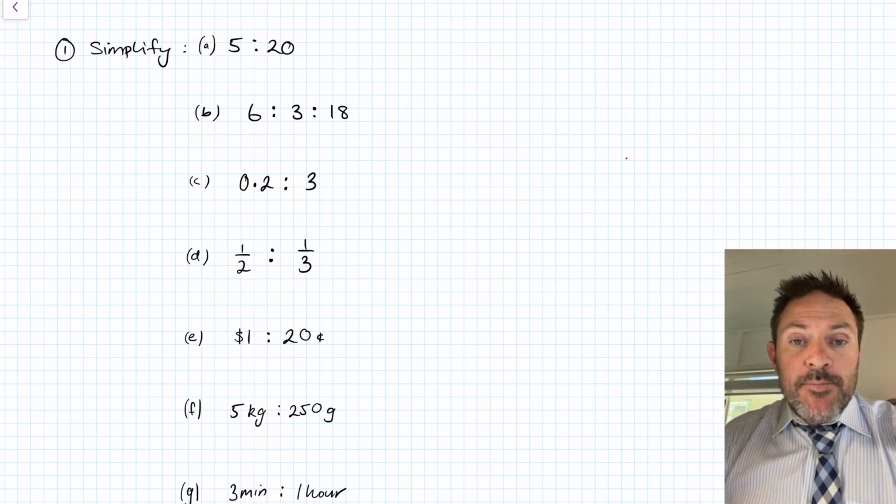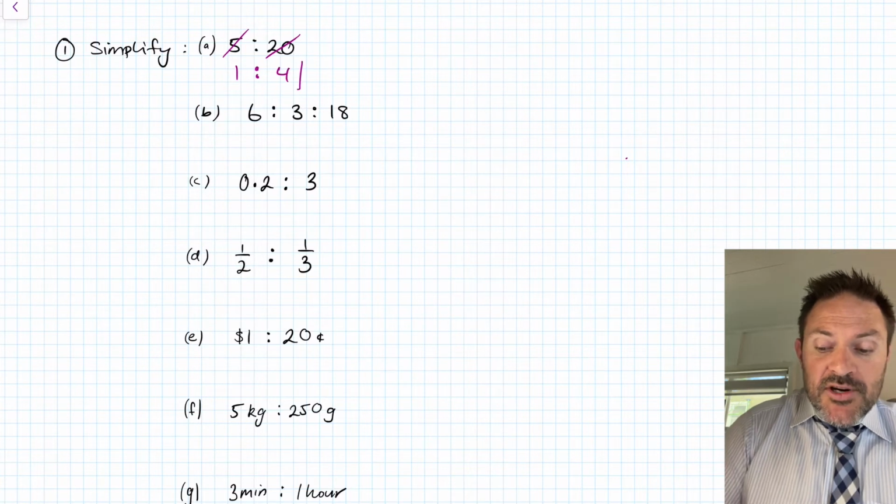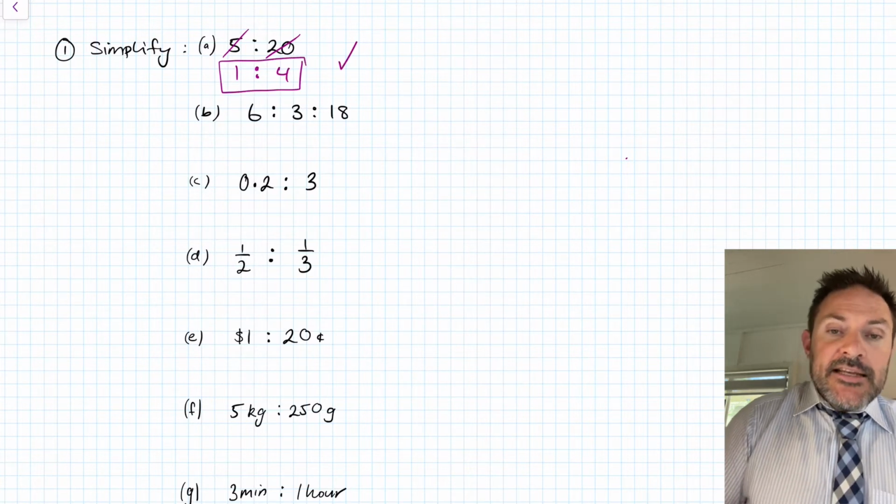Okay, so 5 to 20. Now, 5 goes into both of those, so 5's a common factor. 5 goes into 5 once. 5 goes into 20 4 times. So 1:4 is my ratio.